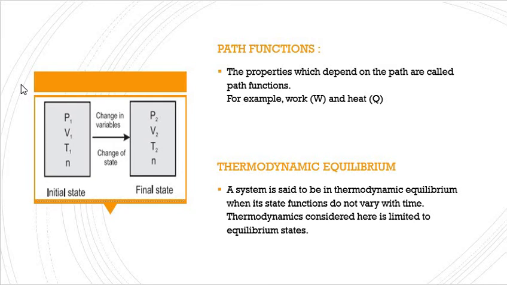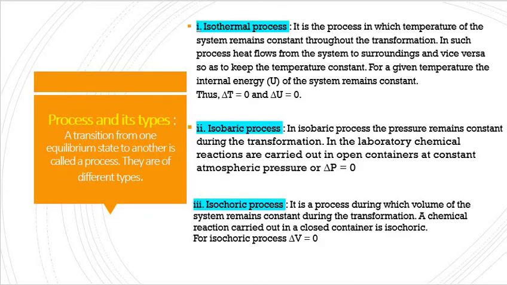So I can say a system is said to be in thermodynamic equilibrium when its state functions do not vary with time. So thermodynamics considered here is limited to the equilibrium state. Now we'll be talking about some processes. Process is actually a transition from one equilibrium state to another. This is what we call a process.